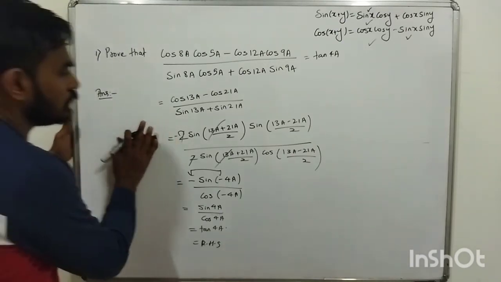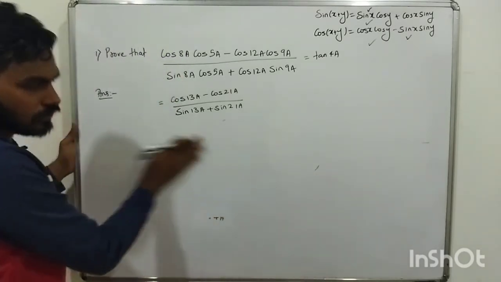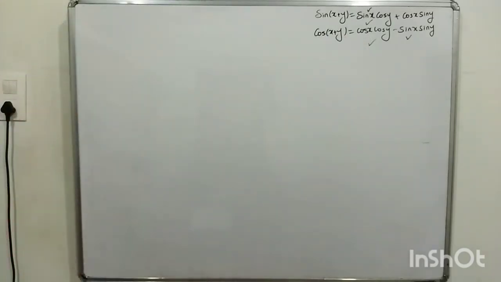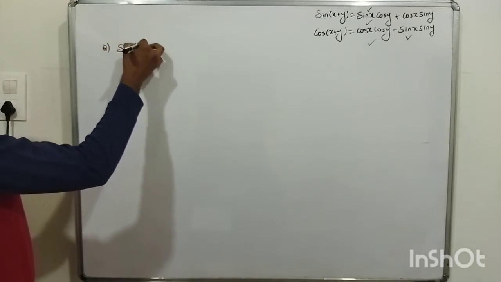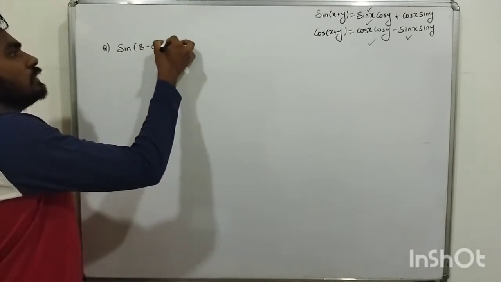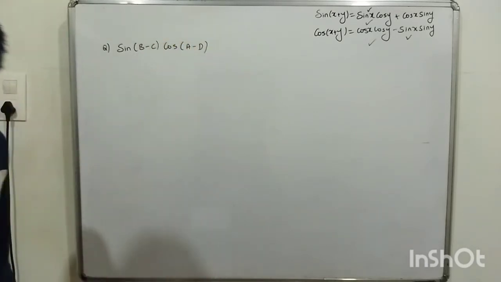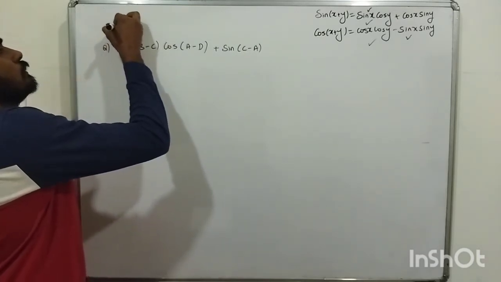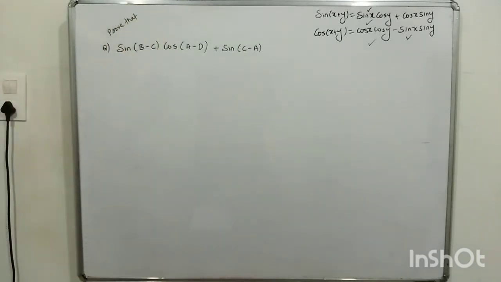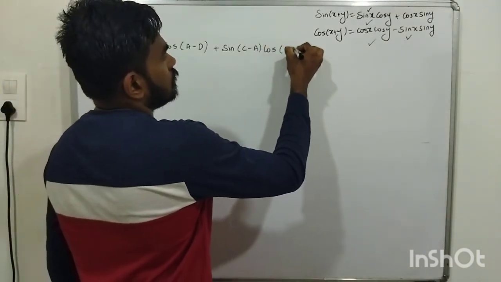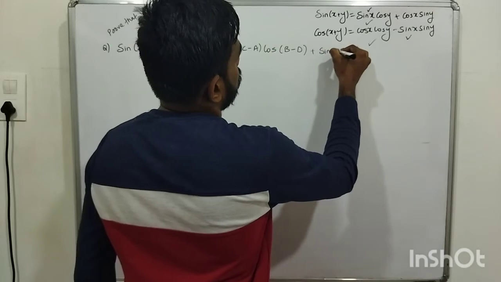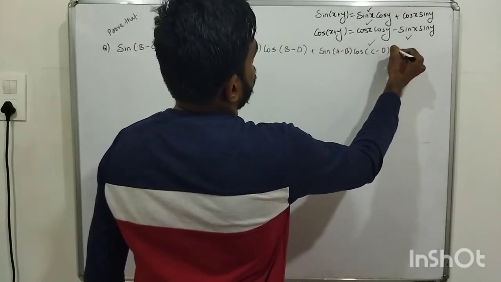Next, one more we'll do last and we'll stop. So next question: sin(b minus c) into cos(a minus d) plus sin(c minus a) cos(b minus d) plus sin(a minus b) cos(c minus d) is equal to 0. This we have to prove.